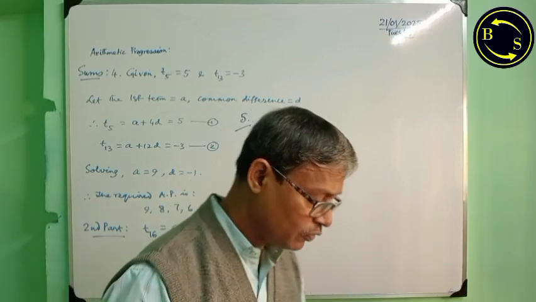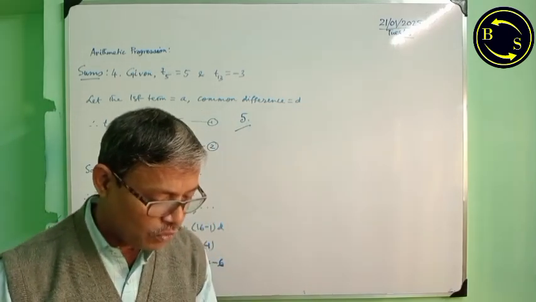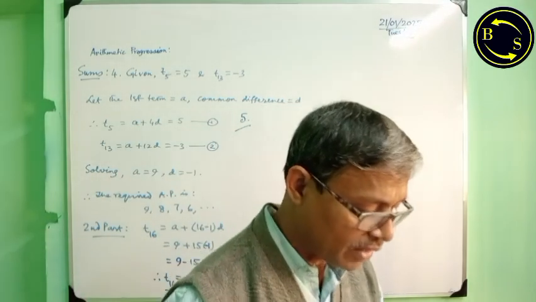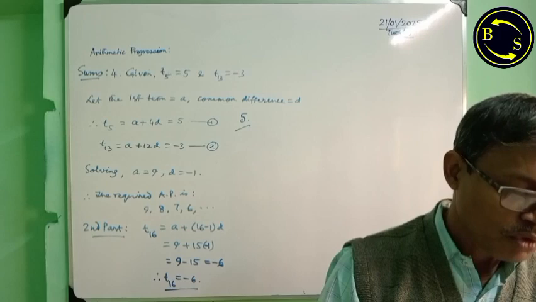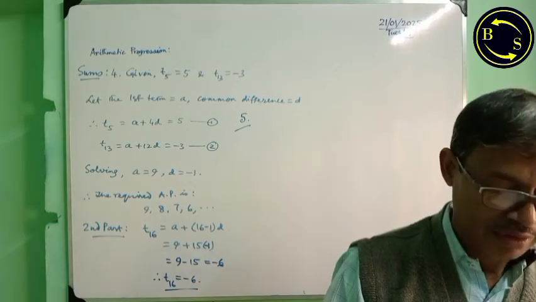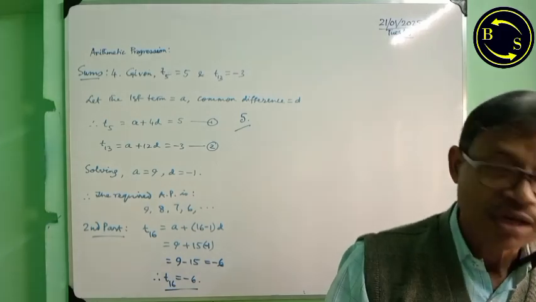Let me read that sum first. How many two-digit numbers are divisible by 7? Two-digit numbers.